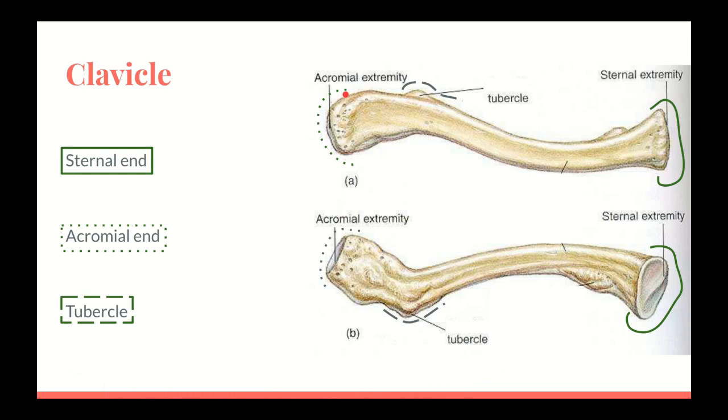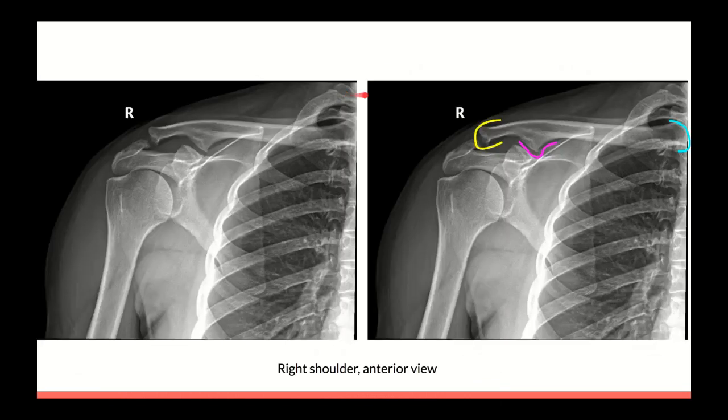Very straightforward though. I threw in a little x-ray here. I think it's nice to see the real world view of it. Outlined over here, I have the same image. I just wanted to show you the original. So we have the acromial end over here, which is more lateral, also outlined in yellow. And then we have the tubercle outlined in pink.